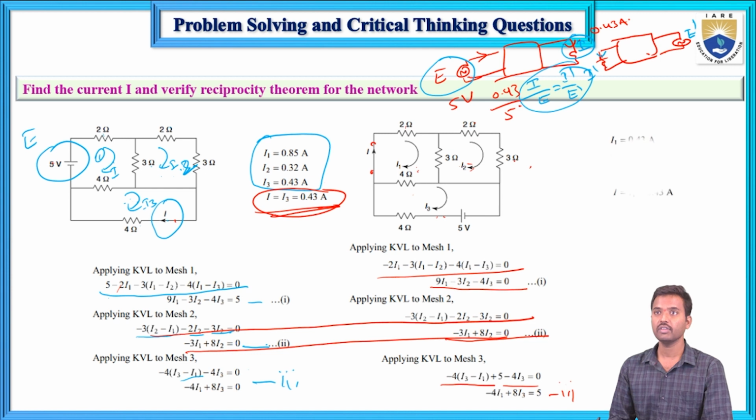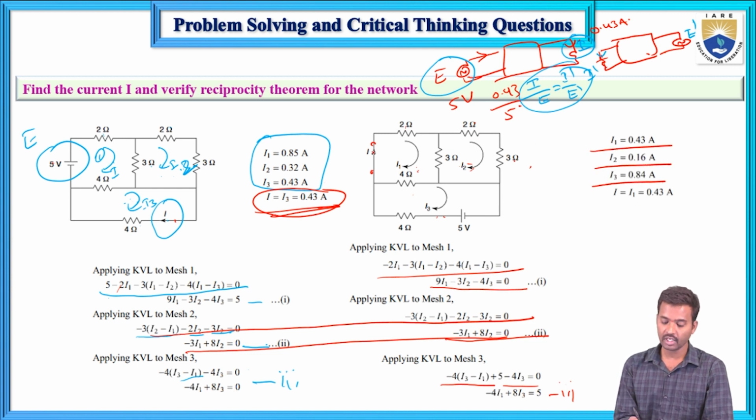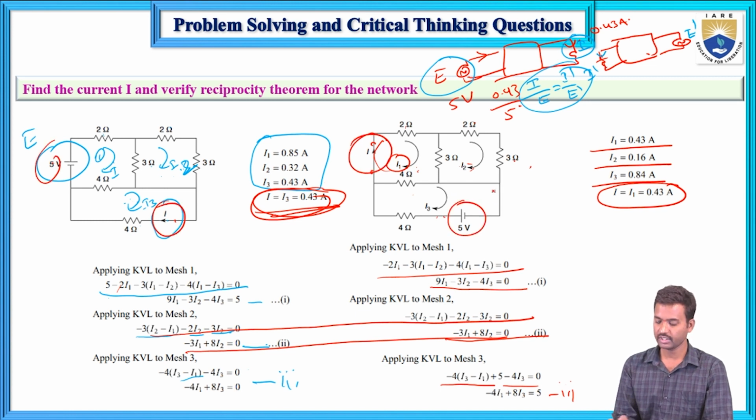If you solve these three equations, you will get I1, I2 and I3. Here I1 is the response current, the same value we got here. This is the excitation. Here the excitation is 5, and here it is 5 also. Same value. Now that current I value is 0.43, and the reciprocity theorem is verified.